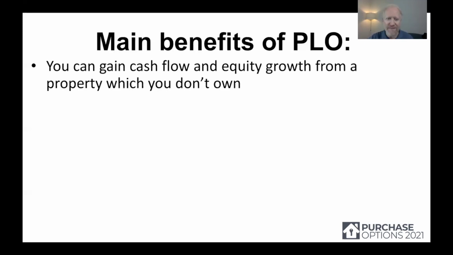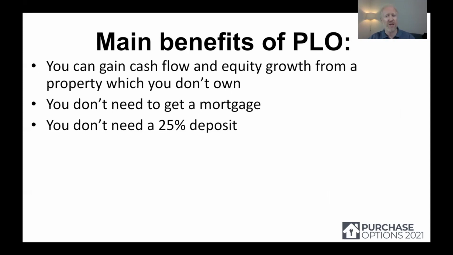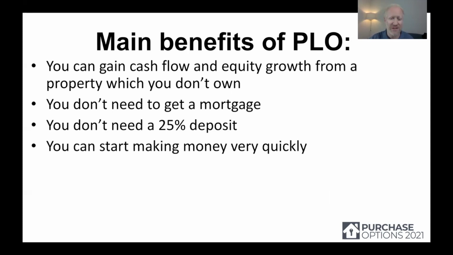So the main benefits for you are you can get cash flow and equity growth from a property that you don't even own. You don't need to get mortgages. You don't need big 25% deposits. You can start making money very, very quickly. Because if you bought a property, it's going to be 2, 3, or maybe even 4 months before you start bringing revenue in. But an option contract can be secured with a solicitor in 3 or 4 weeks.